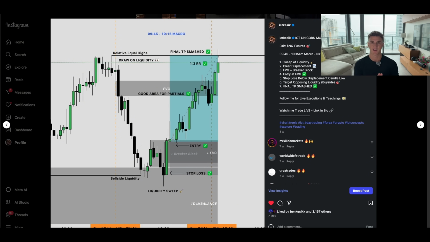Again, going back to the checklist, please make sure you screenshot that checklist, save it for later, study it. We need to target some form of external range liquidity, whether that's London highs, London lows, Asia highs, Asia lows, relatively equal lows, relatively equal highs, right? Some form of liquidity has to be targeted. So in this case, it's going to be equal highs, and along the way, you want to take some partial profits.